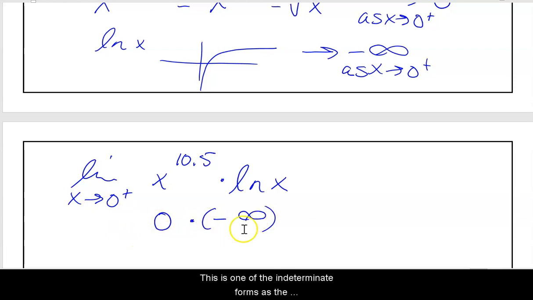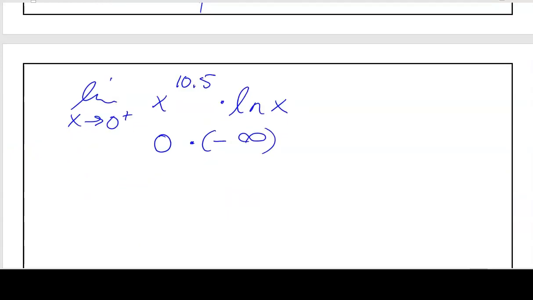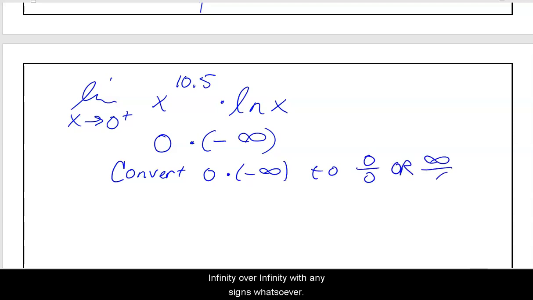This is one of the indeterminate forms. It's the arithmetic form, so basically meaning arithmetic. So we've got multiplication of 0 and an infinity form. This is indeterminate. We will use L'Hopital's, but first I have to convert this into 0 over 0 or infinity over infinity. So I need to convert the 0 times negative infinity to 0 over 0 or infinity over infinity.